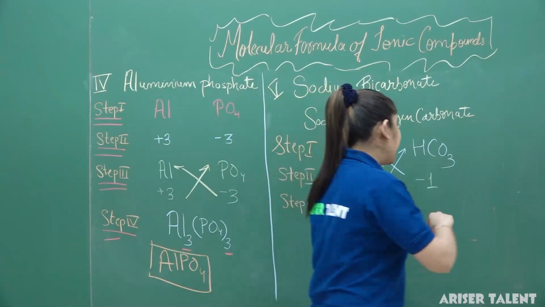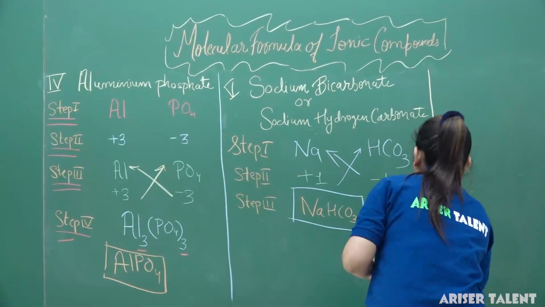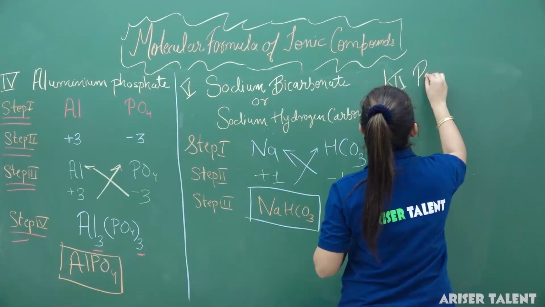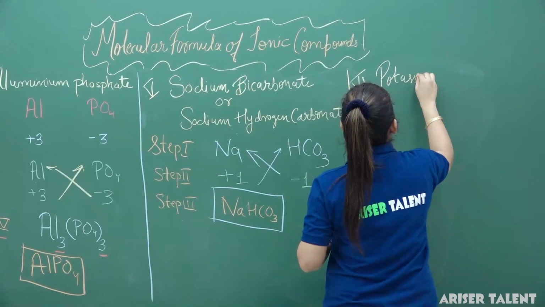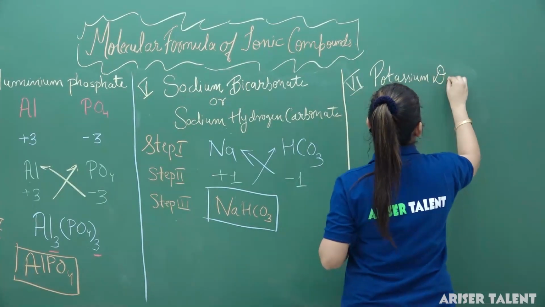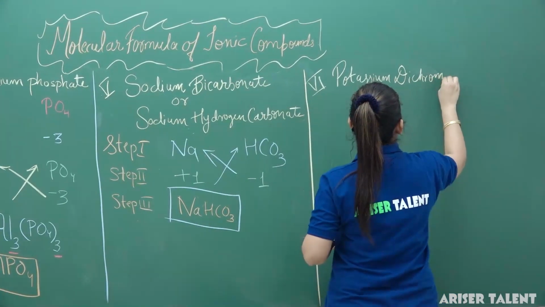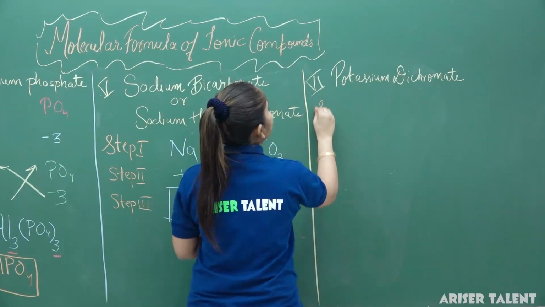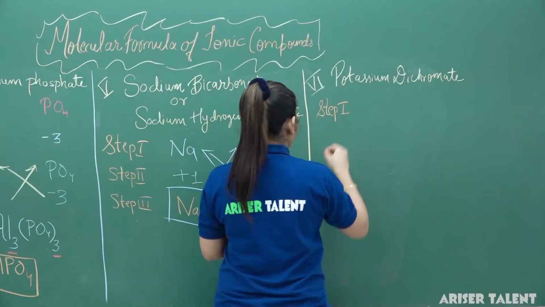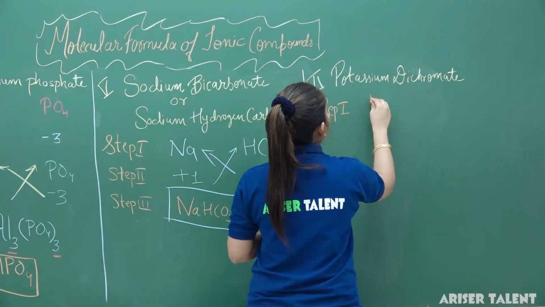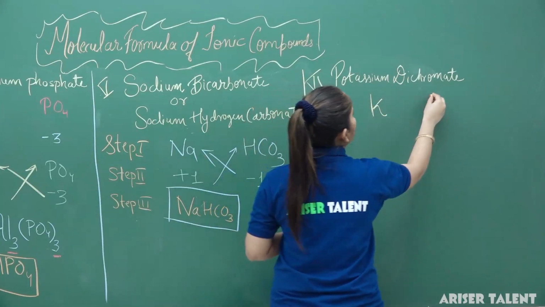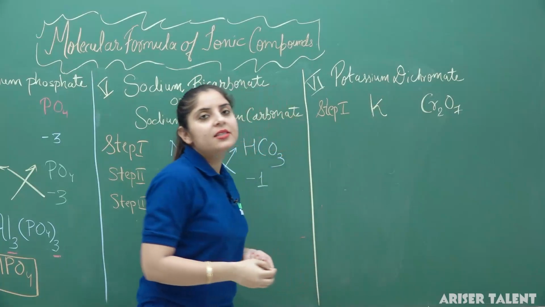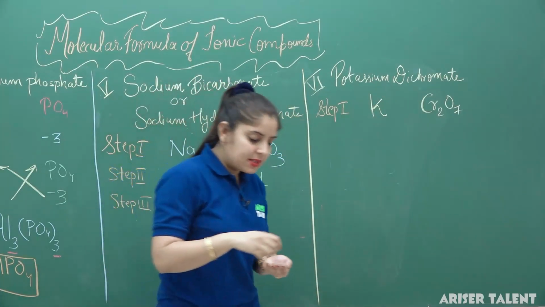Now moving to our next formula, that is potassium dichromate. Again in step number 1 we will write the symbols for the elements. For potassium we have the symbol K, and for dichromate we have the single symbol Cr2O7. That is, it is a combination of chromium and oxygen.